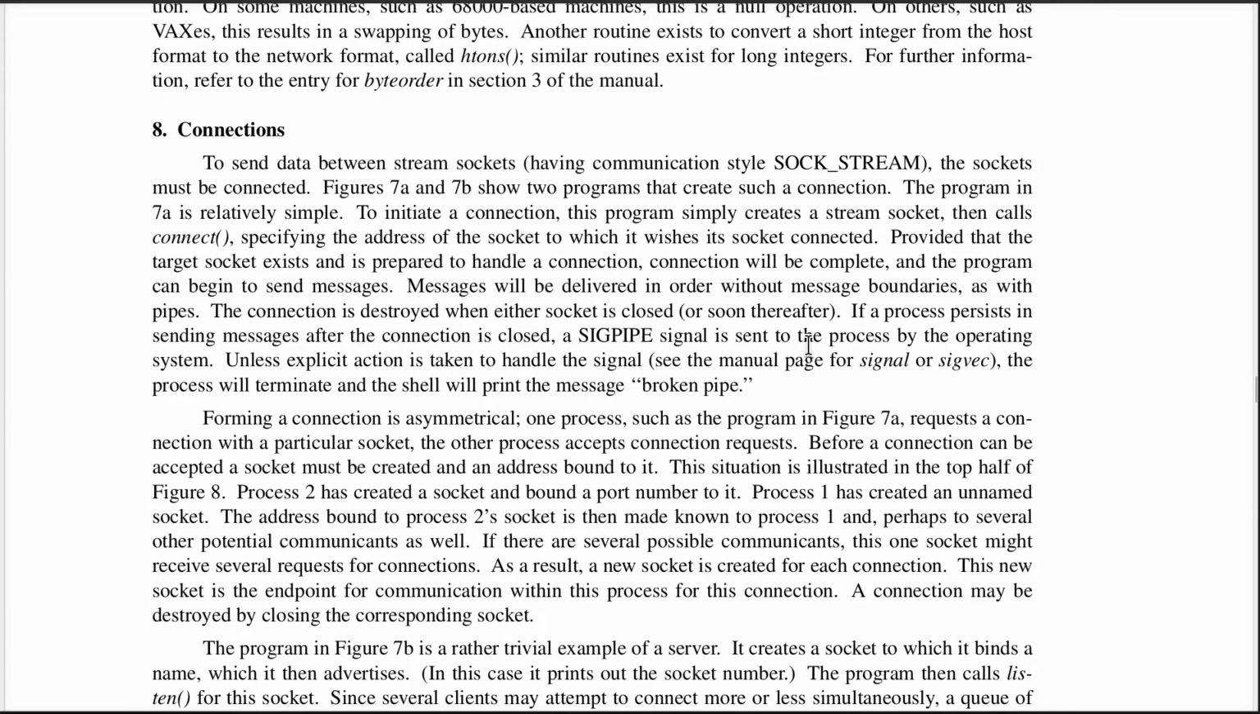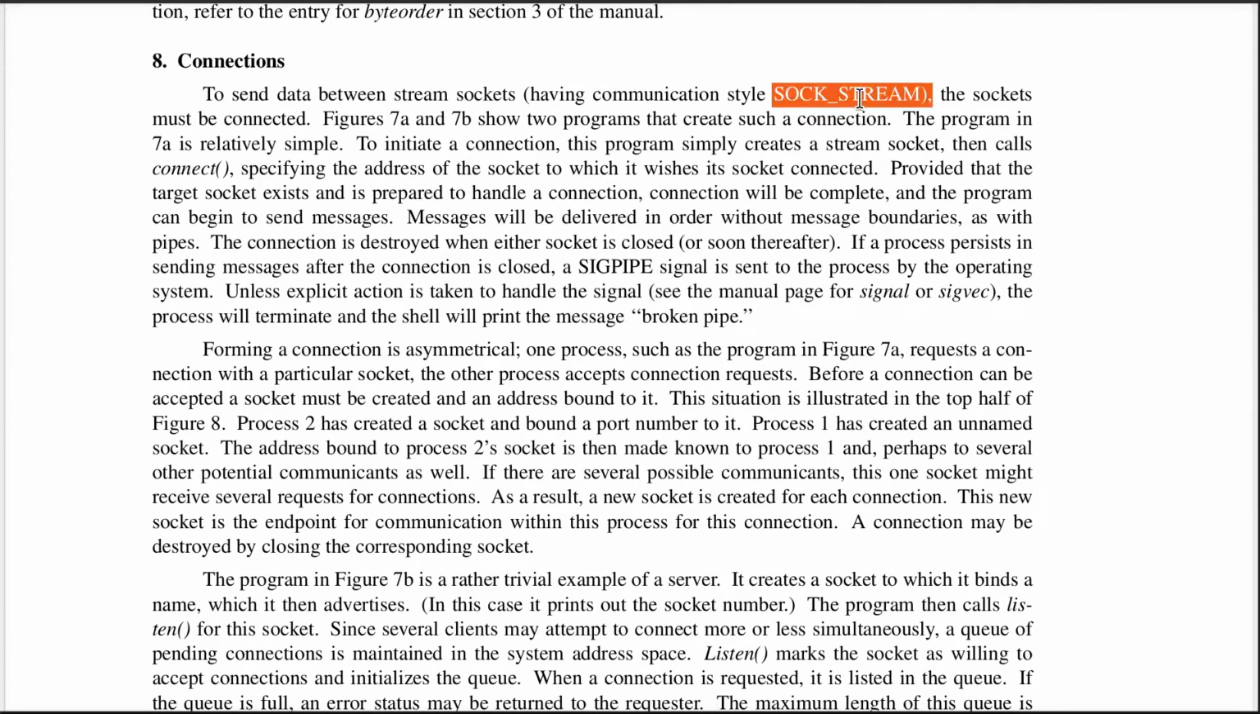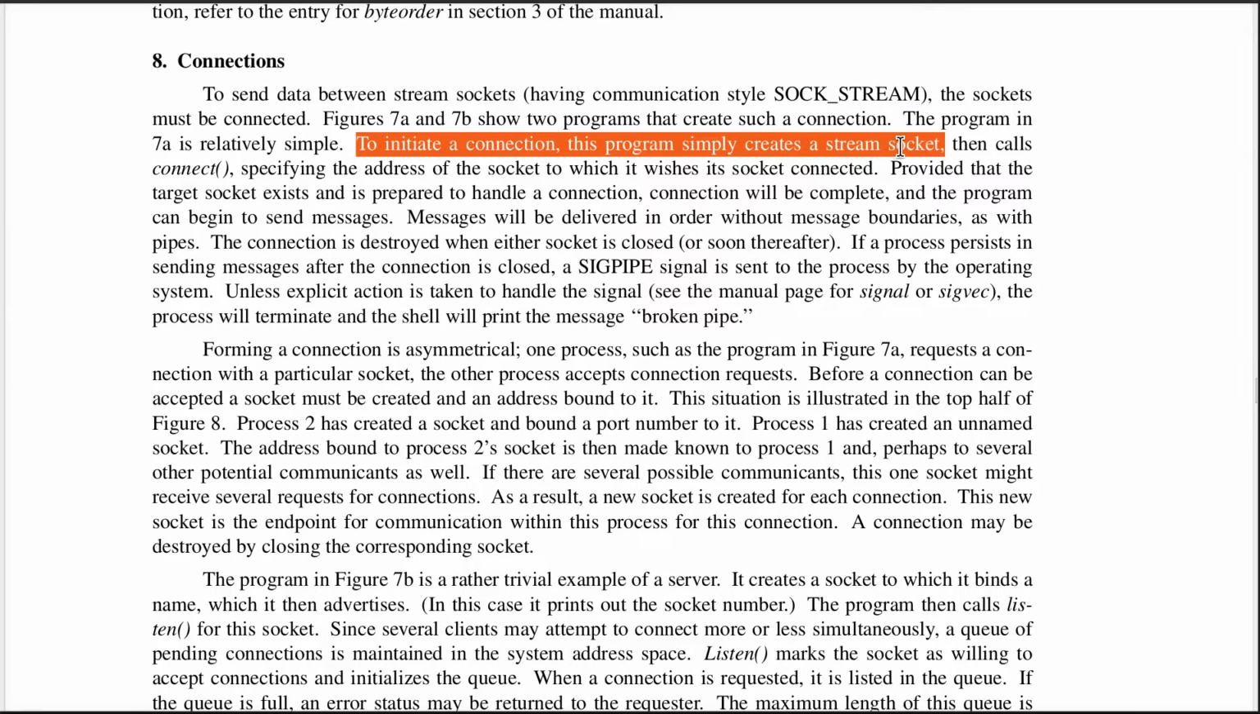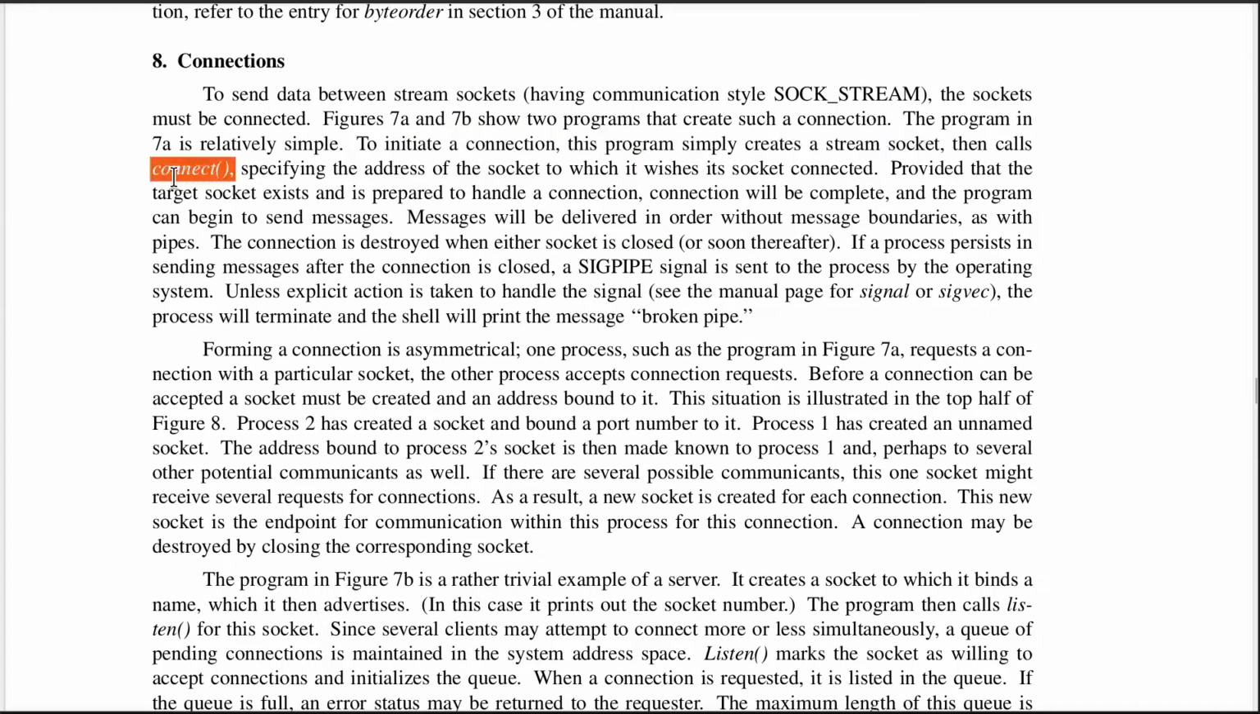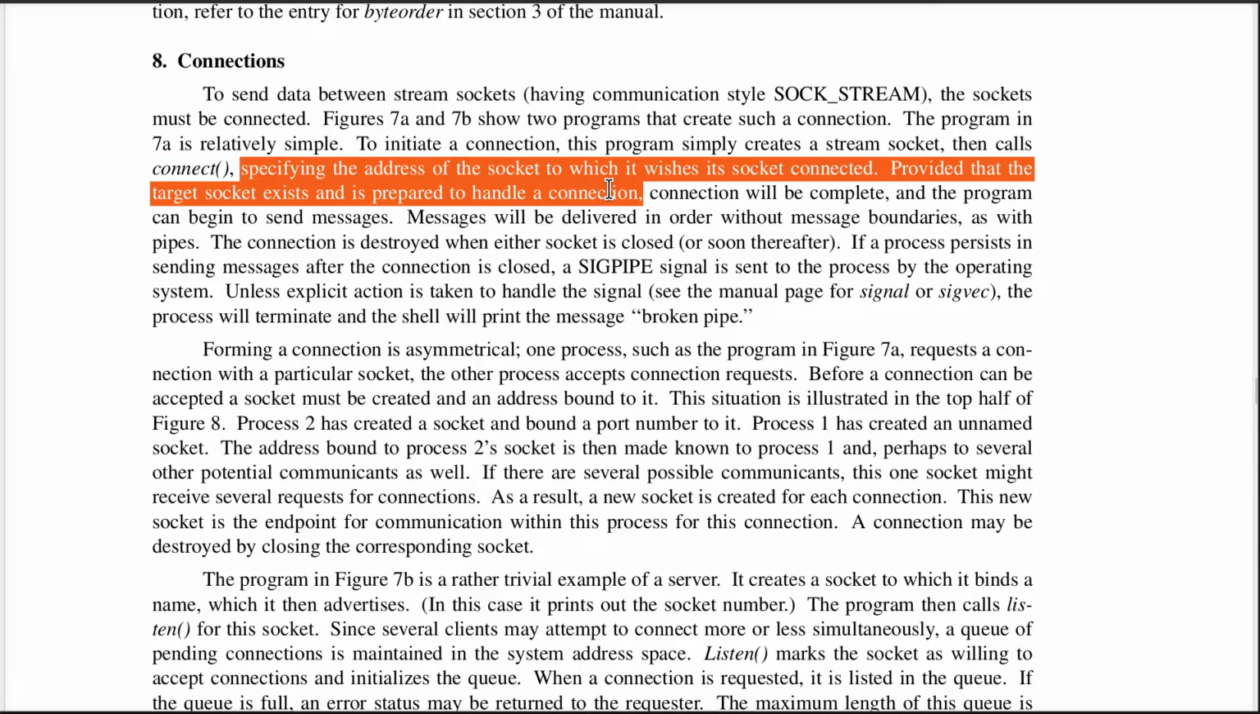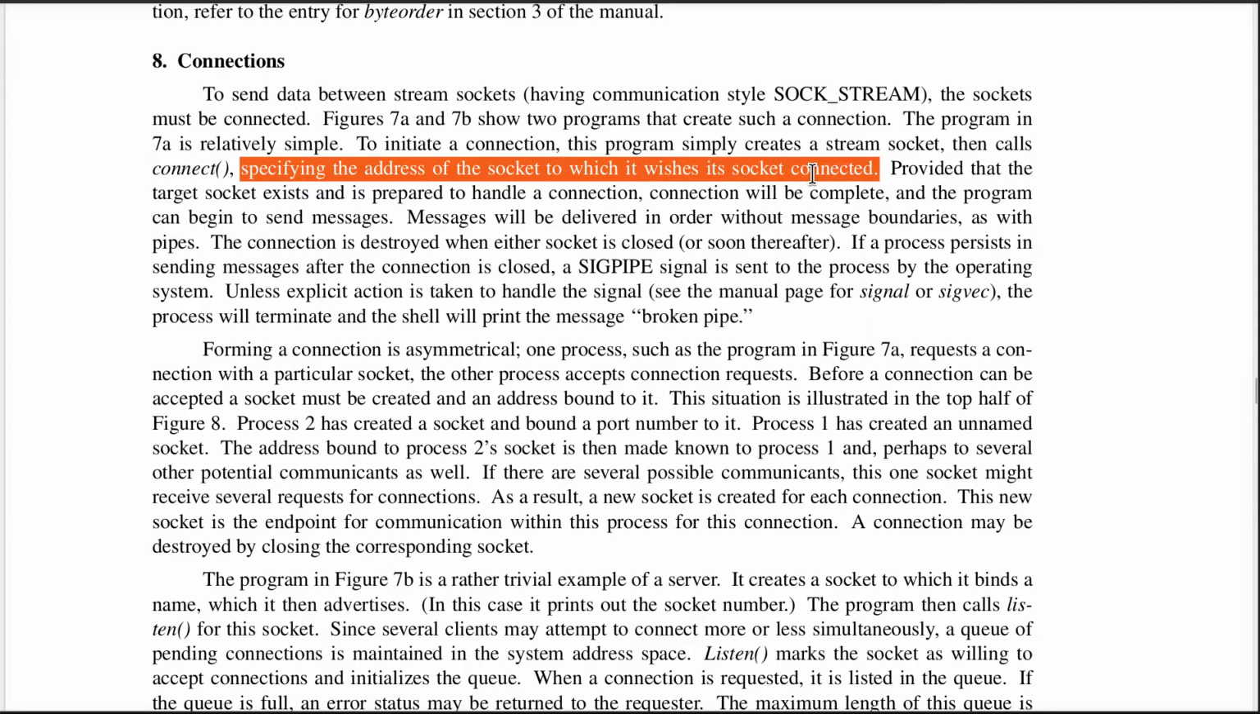And now we get to the good stuff. Connections, or what they call a stream. And the narrative continues. To initiate a connection, we simply create a stream socket. Then we'll call connect if we're a client, and that will specify the address of the socket that I want to connect to.